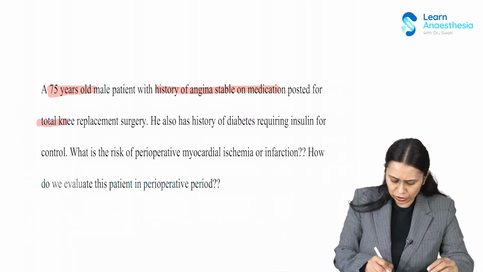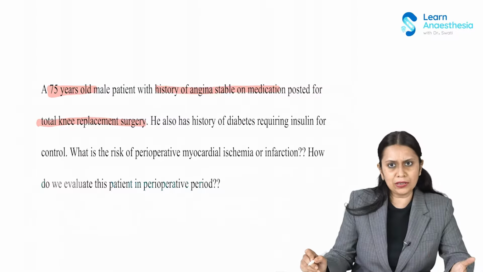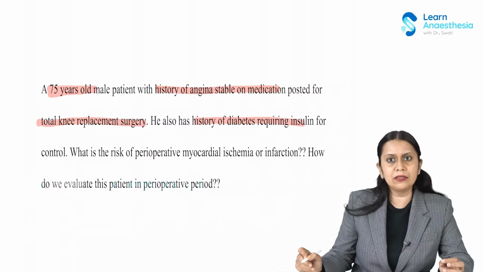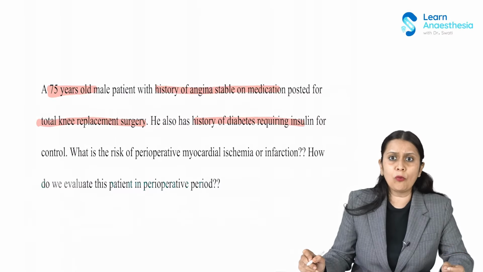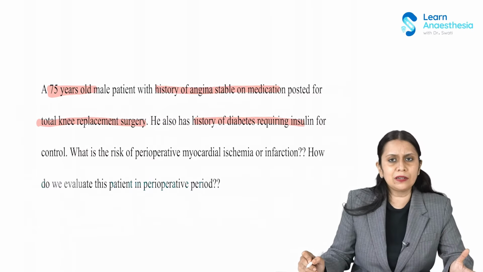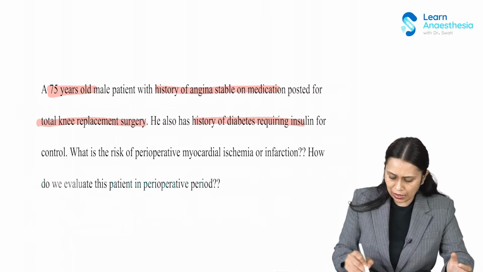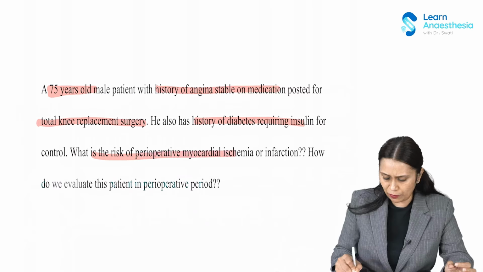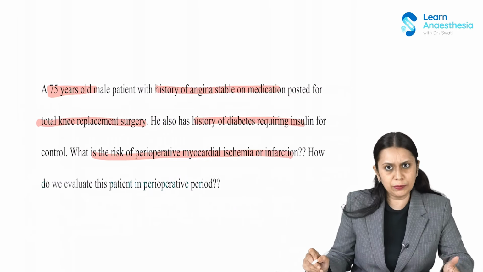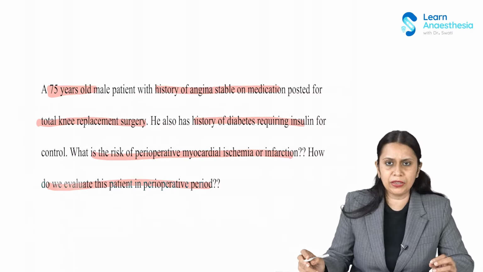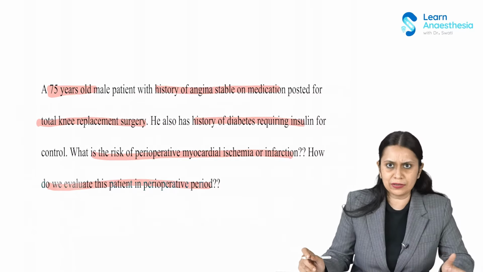Then the patient is posted for total knee replacement, that is a non-cardiac surgery. And he has also a history of diabetes requiring insulin for control. So the patient has a comorbidity in the form of diabetes requiring insulin for blood sugar control. So whether diabetes increases the risk or not, we will see. So we have to calculate what is the risk of perioperative myocardial ischemia or infarction in this patient, and how do we evaluate this patient in the perioperative period. And this is what we are going to discuss.